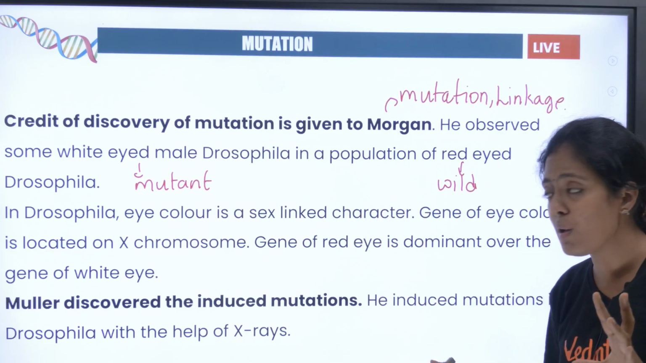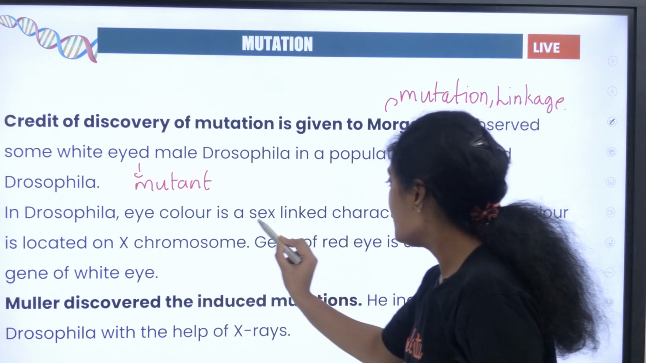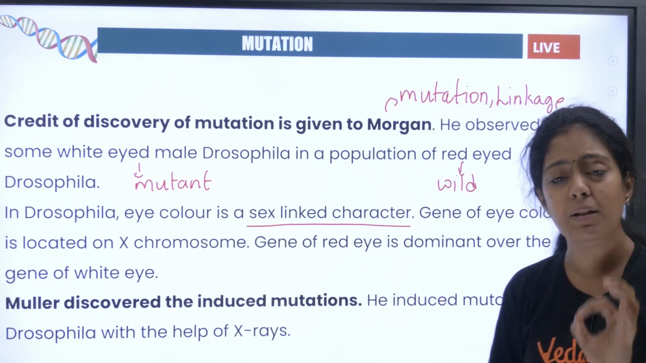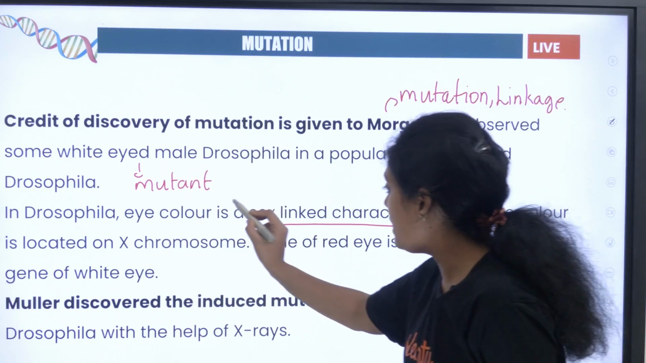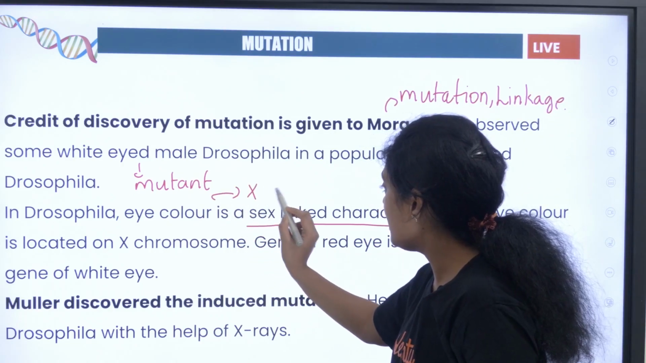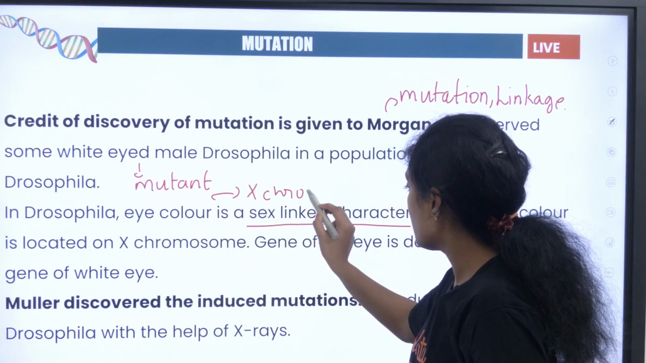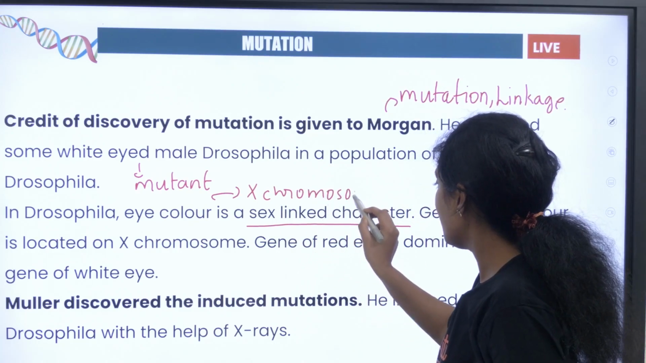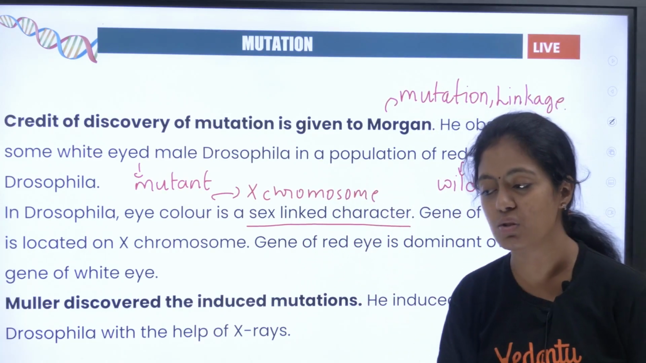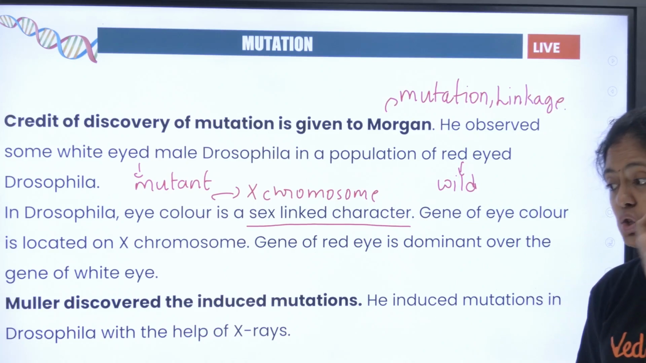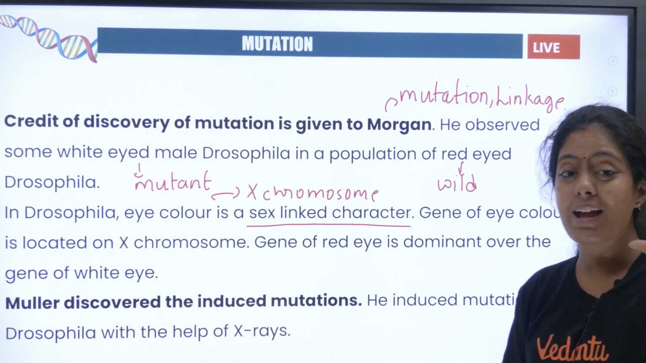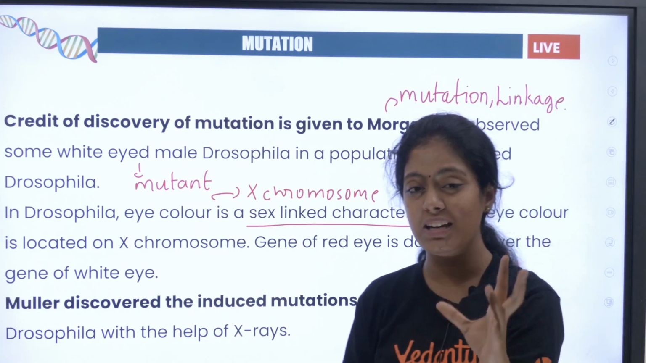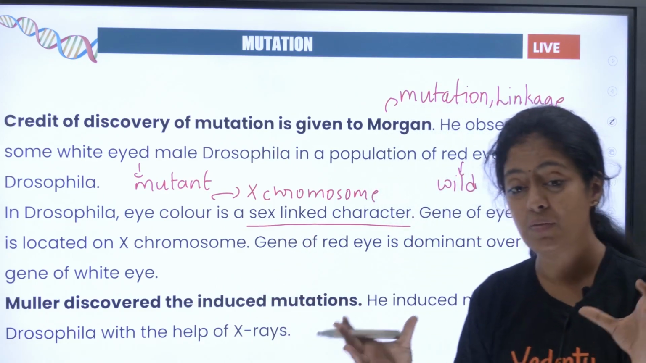So in Drosophila, eye color is a sex-linked character. That means the gene for eye color is present on the X chromosome, and that is what I call a sex-linked character. The gene for red eye is dominant over the gene for white eye. So red eye is a dominant character, and white eye is a recessive character.